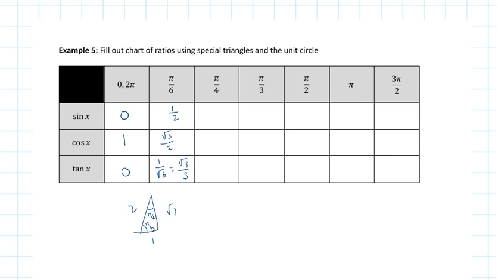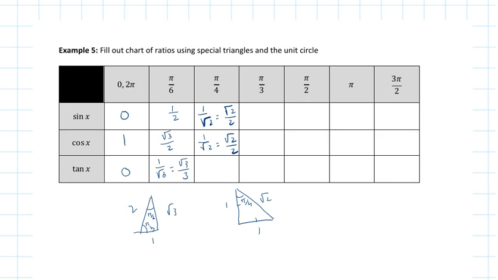And this is the pi over 4. So sine of pi over 4 is opposite over hypotenuse, which is 1 over square root of 2, or you can write it as square root of 2 over 2. Cosine is also adjacent over hypotenuse, which is also 1 over square root of 2, which is square root of 2 over 2. And tan x is 1 over 1 because that's opposite over adjacent, so it's going to be just 1.